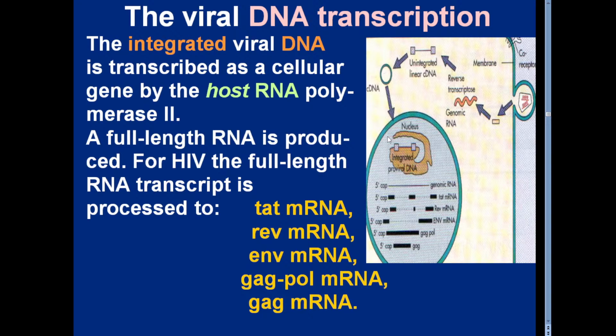The integrated viral DNA is transcribed like cellular genes with host RNA polymerase. If before this viral enzymes worked, after integration the information is read as with the host's human DNA. For this, viruses use host RNA polymerase. Full-length RNA is produced. For HIV, full-length RNA transcription produces processes: TAT mRNA, REV mRNA, and VPU mRNA, GAG-POL mRNA, and GAG mRNA.